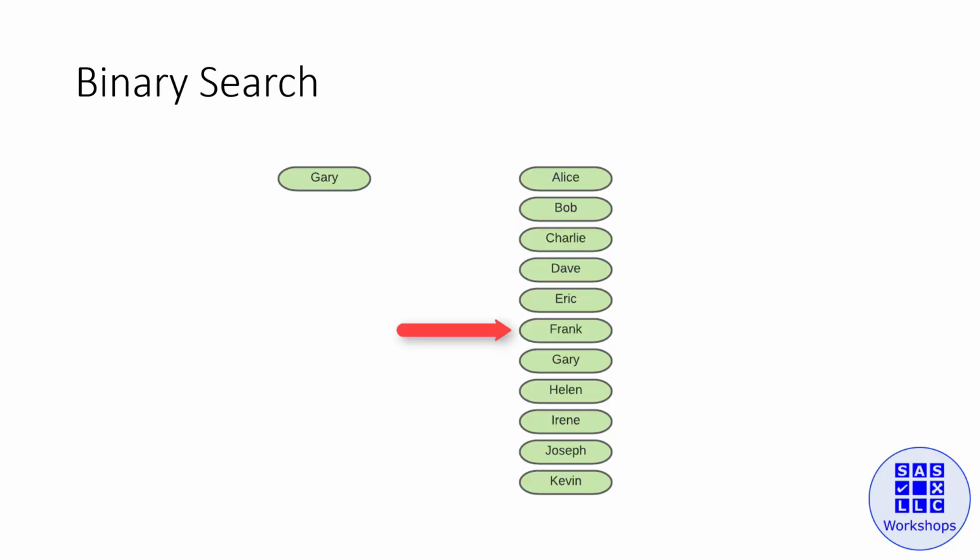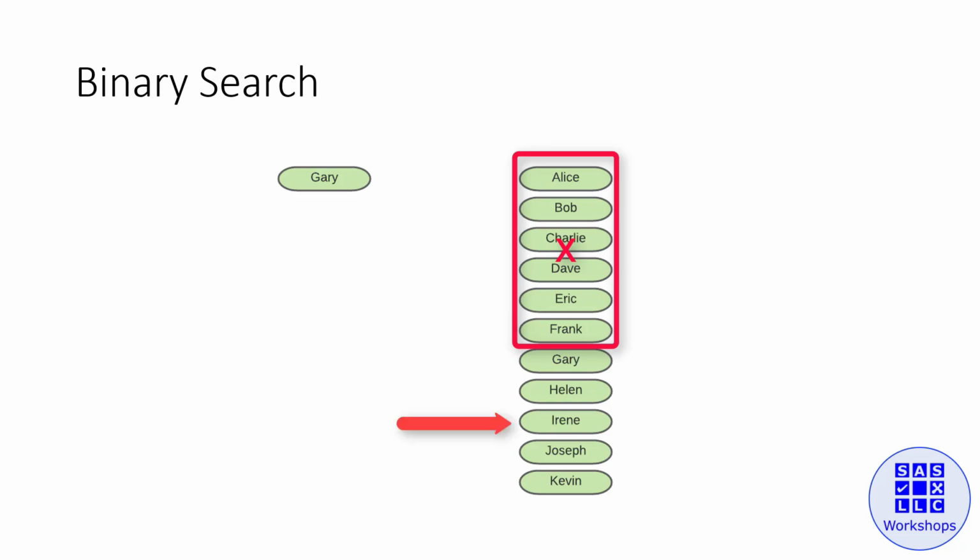We pick halfway, in this case Frank, and we check that and we see that it is not Gary. Next, we decide, does Gary come before or after Frank? It comes after Frank. So we drop everything before Frank from our search area, and we've just cut it in half. Then we repeat until we find Gary. Every iteration, our search area gets cut in half.